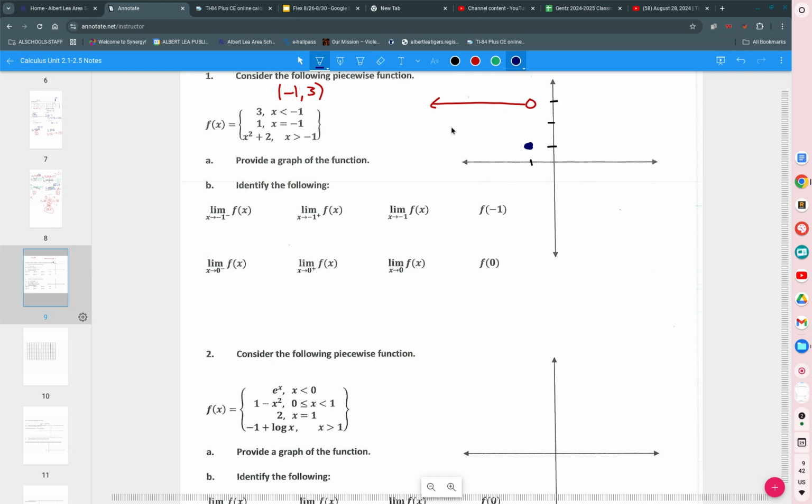And then the next one is x squared plus 2. If I plug in -1 in that situation, I get 3, and I get an open circle. I've already got that plotted right here. Now I come down and I pop back up. So the more difficult thing I think for a lot of people is sketching the graph. Now it should be easy to identify the limits. See if you can identify these 8 values right now. Go ahead, go.